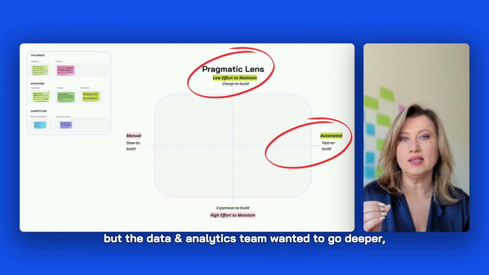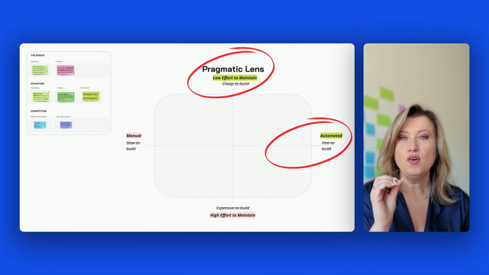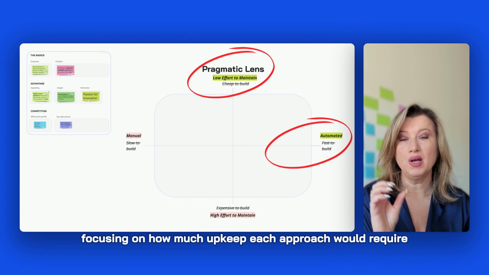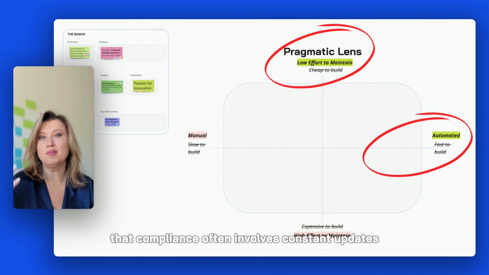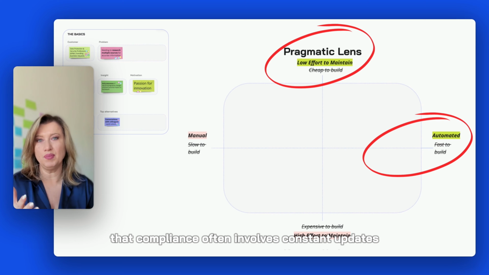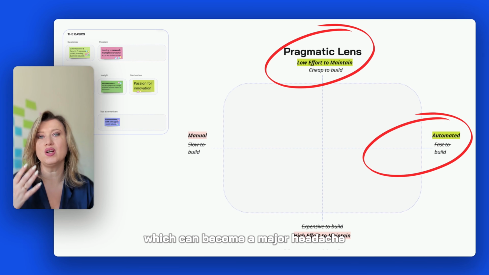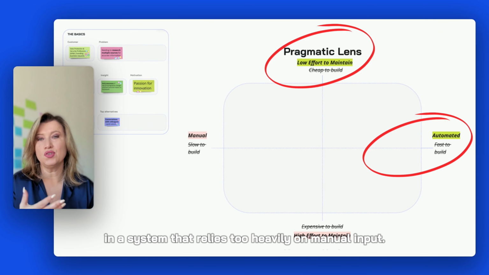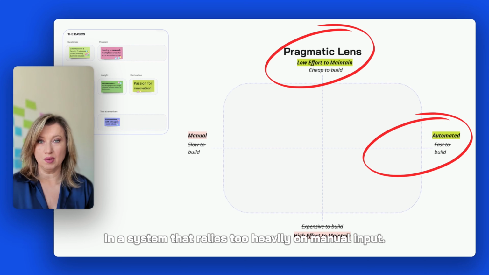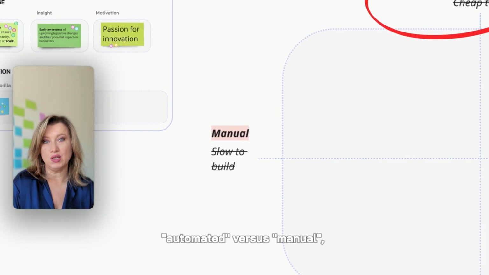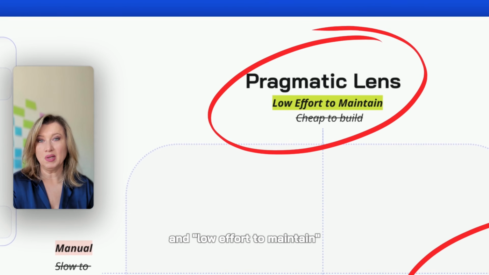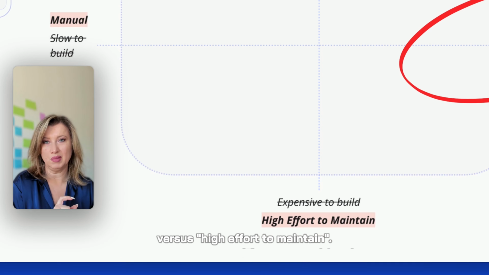But the data and analytics team wanted to go deeper, focusing on how much upkeep each approach would require over time. They recognized that compliance often involves constant updates, which can become a major headache in a system that relies too heavily on manual input. So they chose two axes for their matrix: automated versus manual, and low effort to maintain versus high effort to maintain.